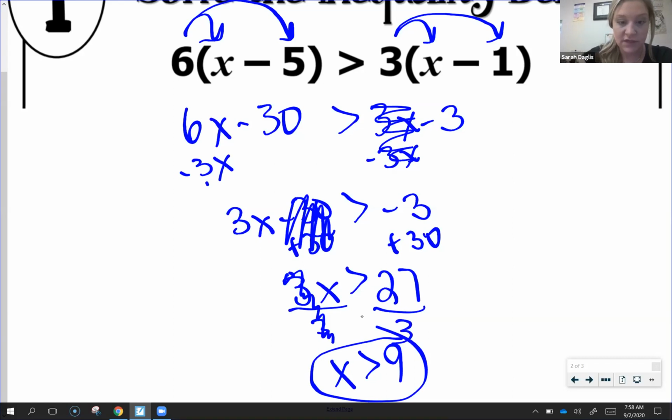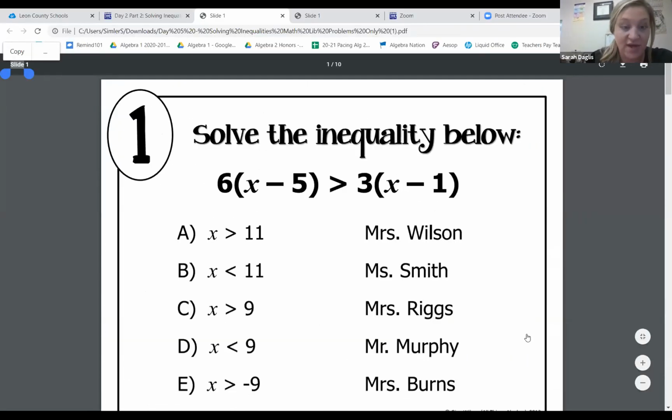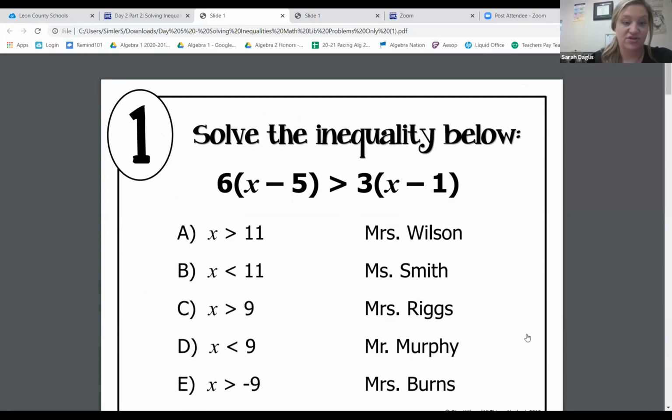Okay. So let's see which of our answer choices that was. So x is greater than 9. So that is C. So for number 1 for everybody, our answer is C. And so Mrs. Riggs is what's going to go into that first blank in your story. All right.